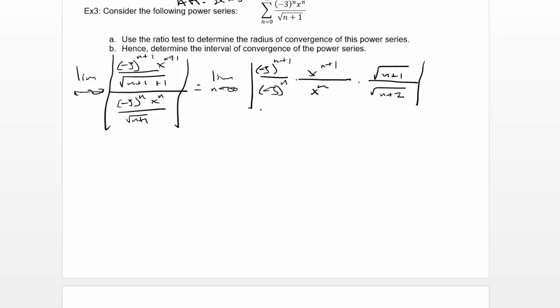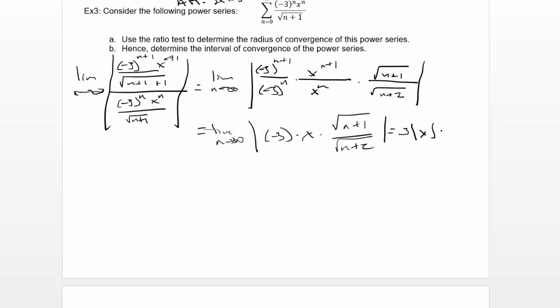Can do some simplifying. The ratio of the first is just minus 3. The ratio of x^(n+1) over x^n is just x. And this is root n plus 1 over root n plus 2. These two terms do not depend on n, so I can pull them out of this limit. This would be the absolute value of minus 3, which is just 3, times the absolute value of x, and then my limit.